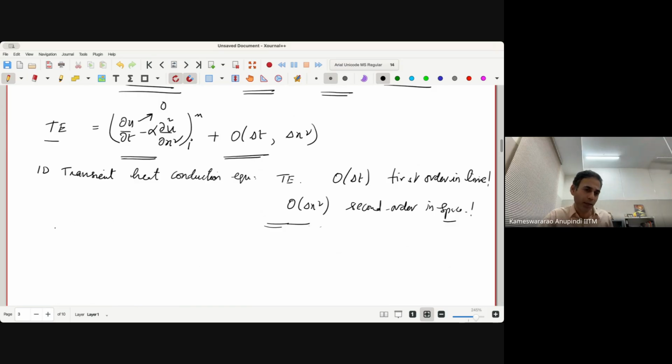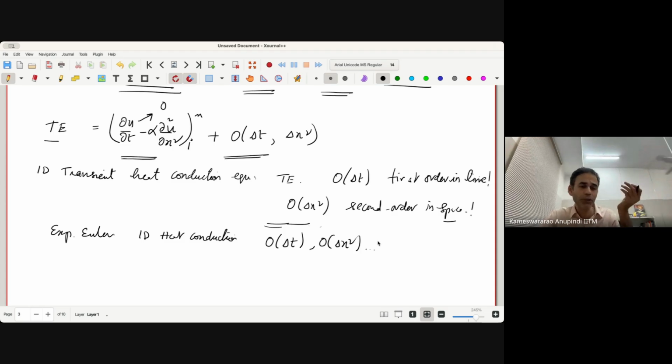That means that the explicit Euler method, when applied to the one-dimensional heat conduction equation, is first order in time and second order in space. That means if you reduce your delta t by half, then the truncation error associated with time is only going to become half. Whereas in space, if you make your delta x, delta x by 2, then the truncation error is going to go down by 4 times. Okay, so that is what it means.